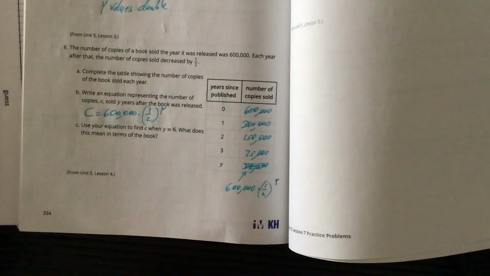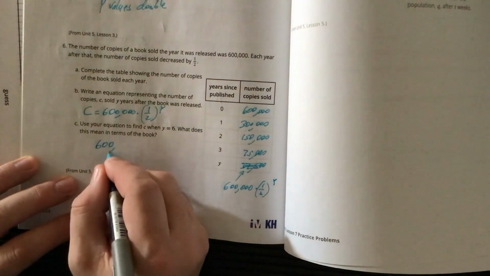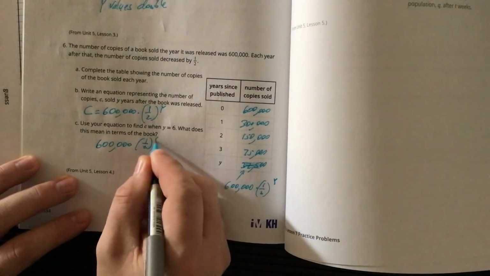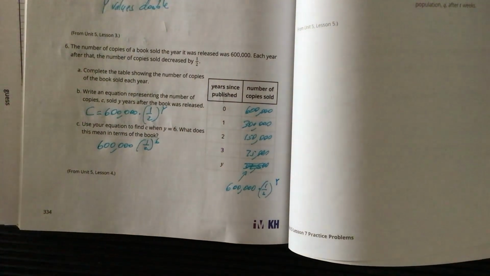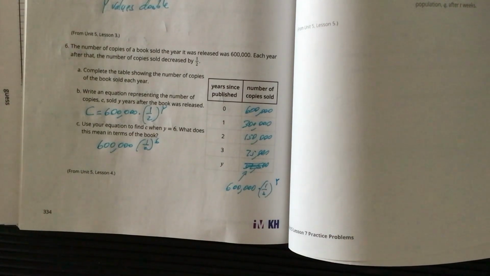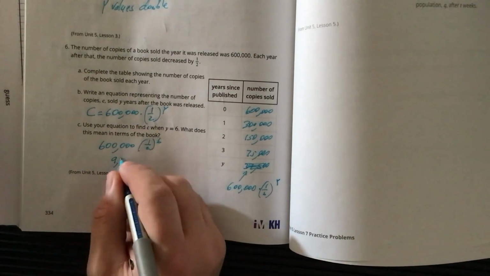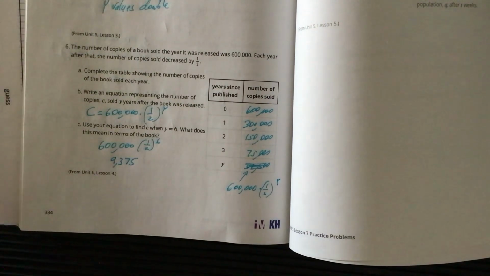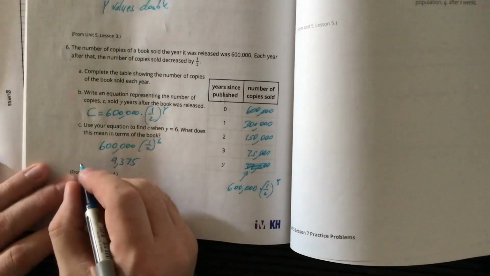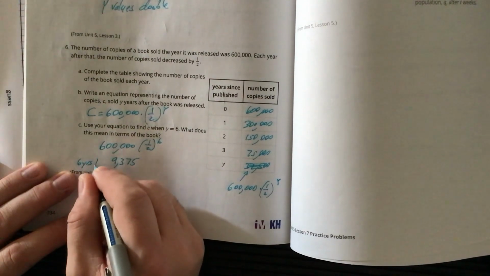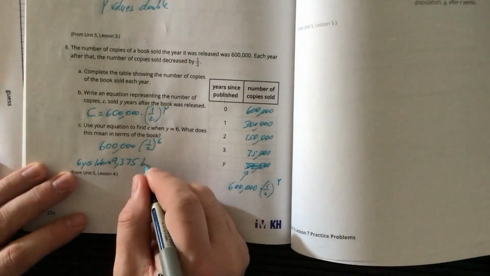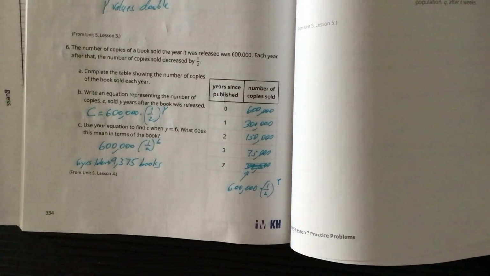Use your equation to find when Y equals 6. One half to the 6 times 600,000. 9,375. What does that mean in terms of books? 6 years later. Yep. How many books were bought 6 years after it was released? Still quite a few, obviously not as much as the initial release.